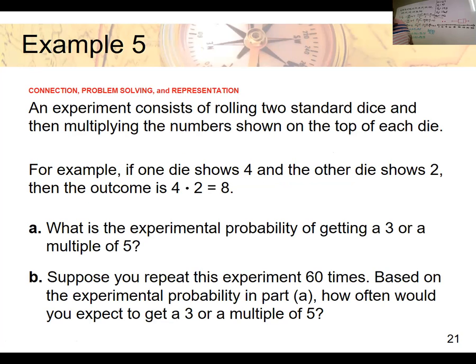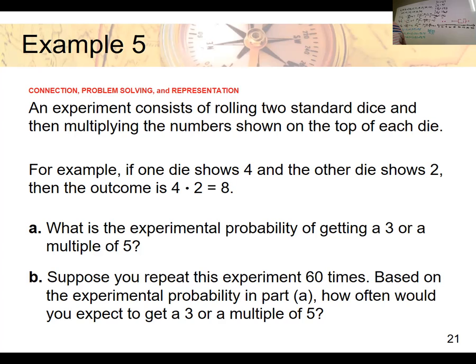Okay, like in this example here. An experiment consisting of rolling 2 standard dice and then multiplying the numbers shown at the top of each die. So if one die shows a 4 and the other one shows a 2, then you multiply 4 times 2 to get 8.